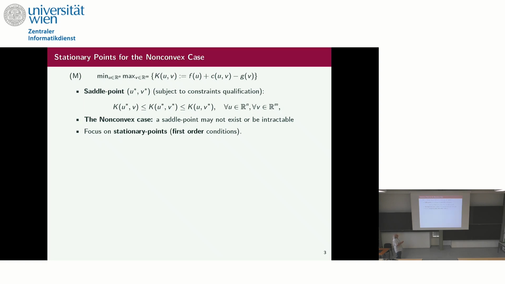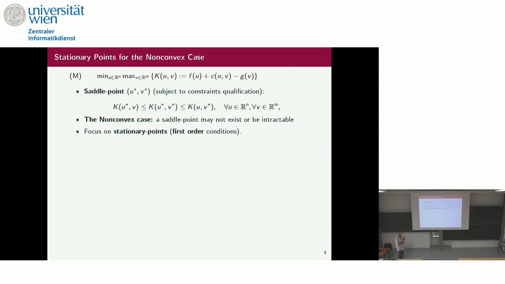Okay, so let me just show you the approach that we are going to look at. As I mentioned before, in the convex-concave case, a saddle point subject to constraint qualification is guaranteed. But when we quit the convex-concave setting, we don't even have existence, and it's maybe not even possible to compute.